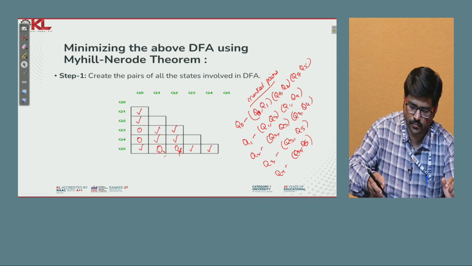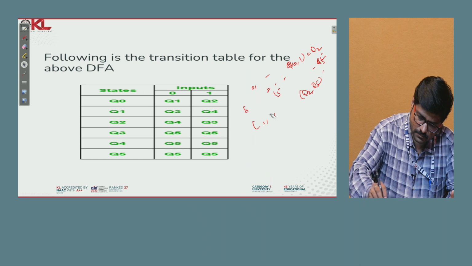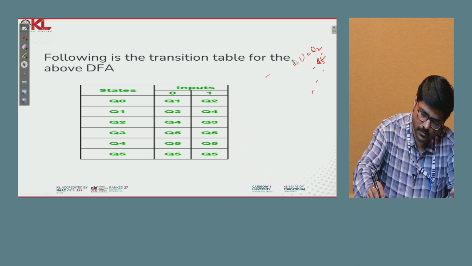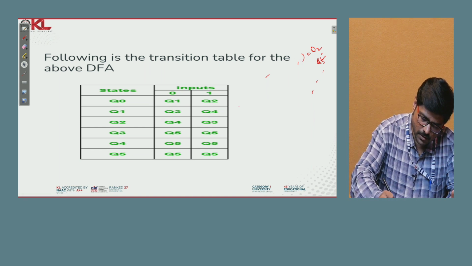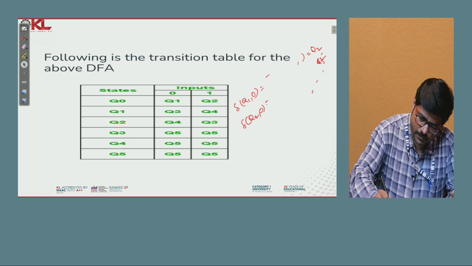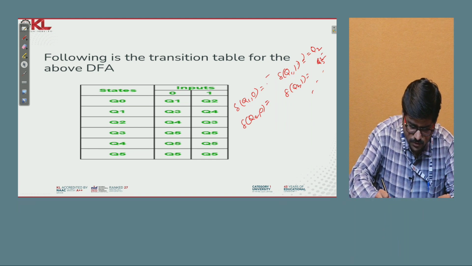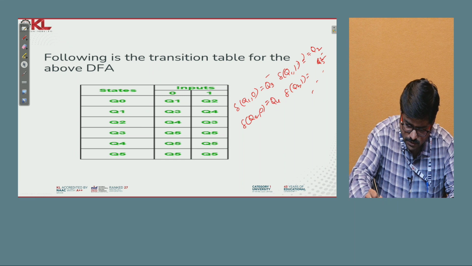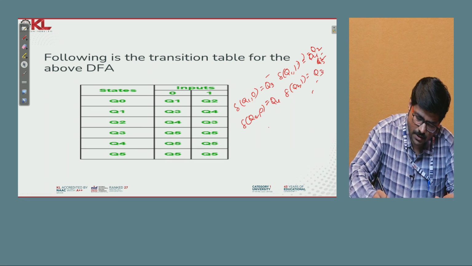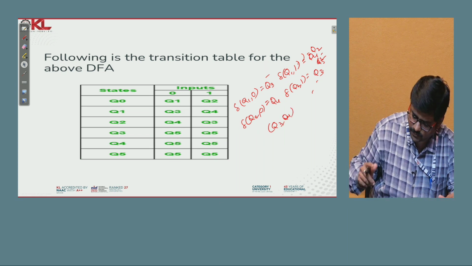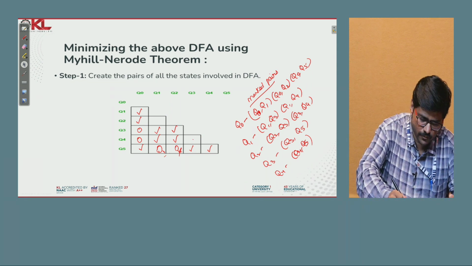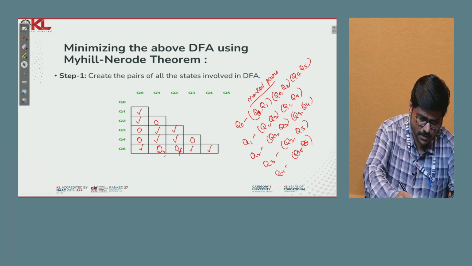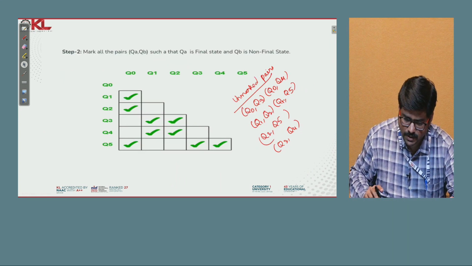q1 q2. Let us check that q1 q2. Now q1 q2, how are we checking? Delta of q1 to 0, delta of q2 to 0, delta of q1 to 1, delta of q2 to 1. What is delta of q1 to 0? It is q3, q2 to 0 is q4. Similarly, q1 to 1 is q4, q2 to 1 is q3. So both are the q3 q4 pair. Let us check whether q3 q4 is marked or not. In the q3 column, q3 q4 is still unmarked, so we cannot make q1 q2 as marked, still it is unmarked only, right?